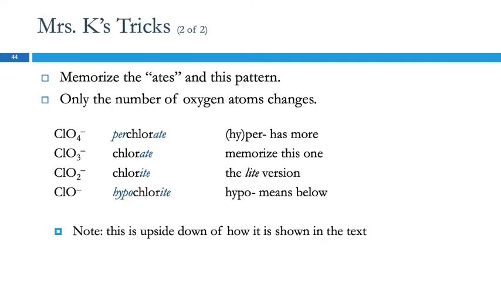So another, this is Kay's trick: memorize the eights and the pattern. So hyper has one more, you memorize the ate, you've got the light version, and below is hypo. And just in case you're actually reading your book, this is upside down from how it shows in the text, because I think more should be at the top and less should be at the bottom. Same thing though. Only the number of oxygen atoms changes.